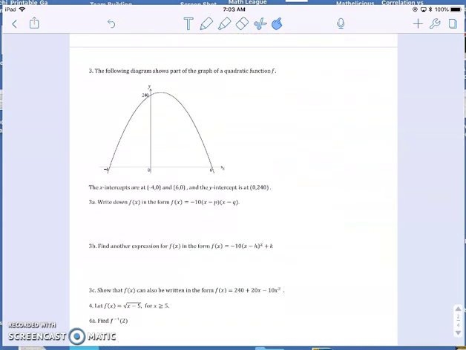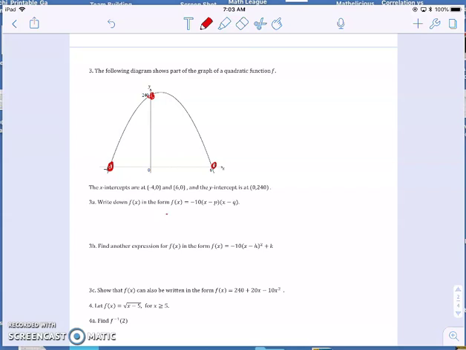So number 3, the following diagram shows parts of the graph of a quadratic. So our x-intercepts are negative 4, 0 and 6, 0. And then it has our y-intercept of 0, 240. Notice that's the y-intercept, not the vertex. Write down f of x in the form f of x equals negative 10, x minus p, x minus q.